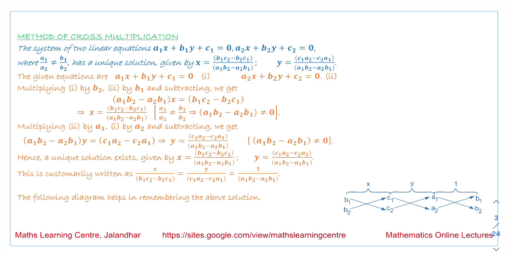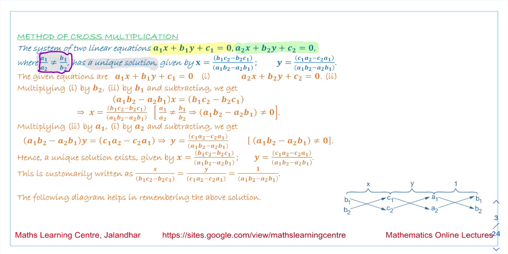First we have the method of cross multiplication. So we have two equations over here. One equation is a1x plus b1y plus c1 is equal to 0, and the second is a2x plus b2y plus c2 is equal to 0. This condition is given to us that a1 over a2 is not equal to b1 over b2. Then this system will have a unique solution. The more detailed study of this condition we will do in some next slides.